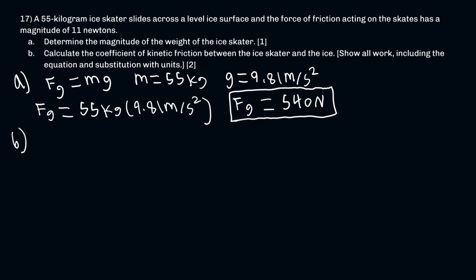Part B, we are being asked to calculate the coefficient of kinetic friction between the ice skater and the ice. Show all work, including the equation, the substitution with the units, and of course, the answer. So we are going to look for an equation that involves the coefficient of friction on the reference table. On the reference table, the only equation that involves coefficient of friction, again, if you don't know what coefficient of friction is, look on the right side of the reference table. You look for where the symbol is equal to coefficient of friction.